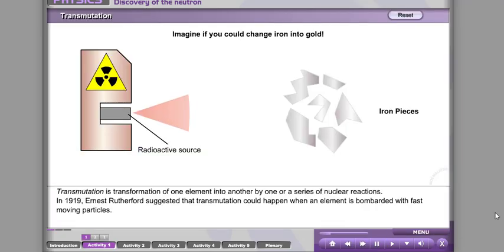Transmutation is transformation of one element into another by one or a series of nuclear reactions. In 1919, Ernest Rutherford suggested that transmutation could happen when an element is bombarded with fast-moving particles.